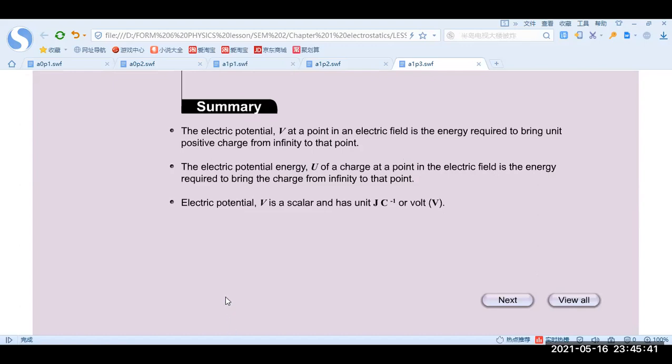Next, electric potential is a scalar and has the unit joule per coulomb, or the volt, while electric potential energy U is a scalar quantity and has a unit of joule.